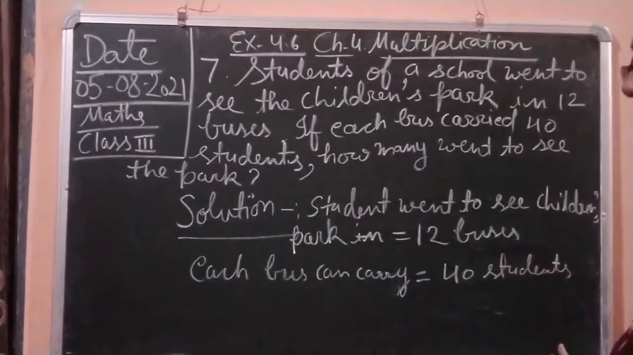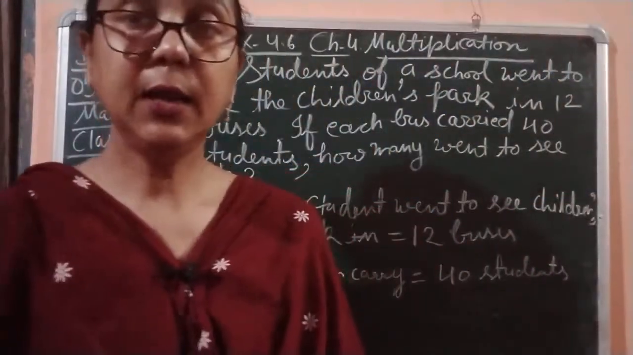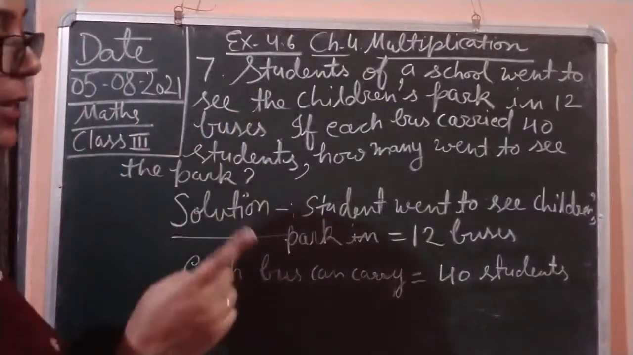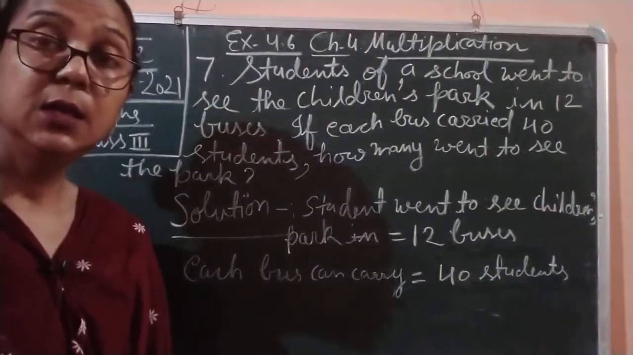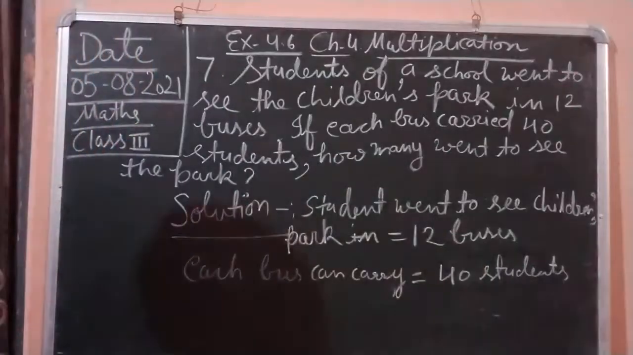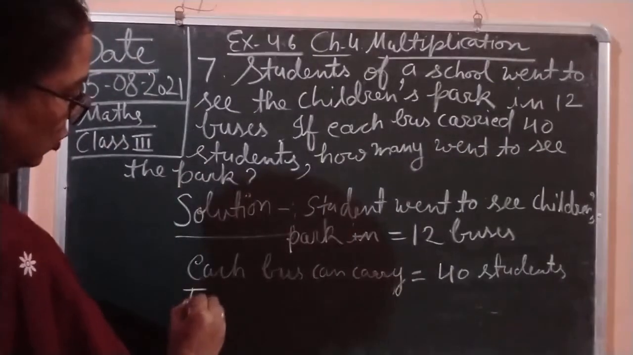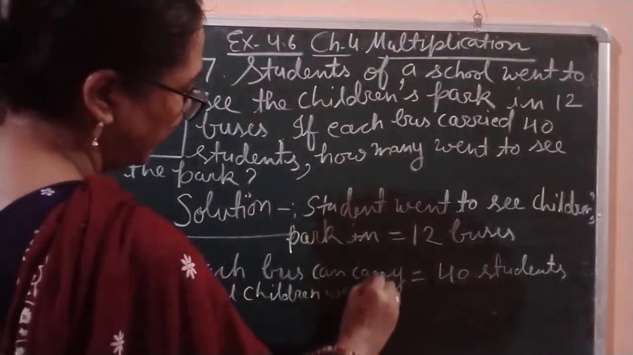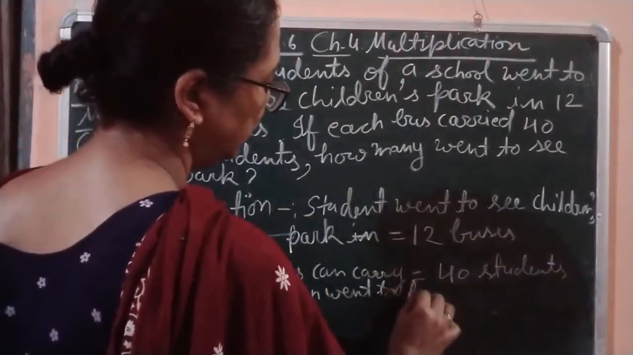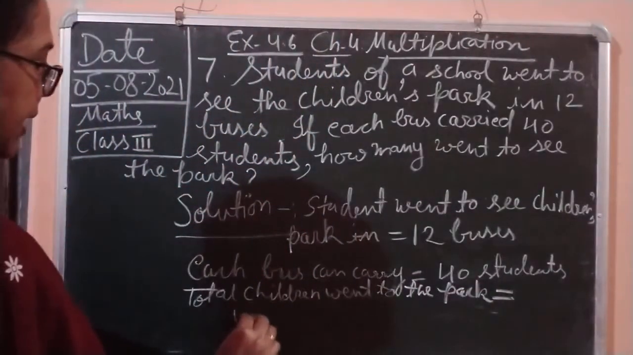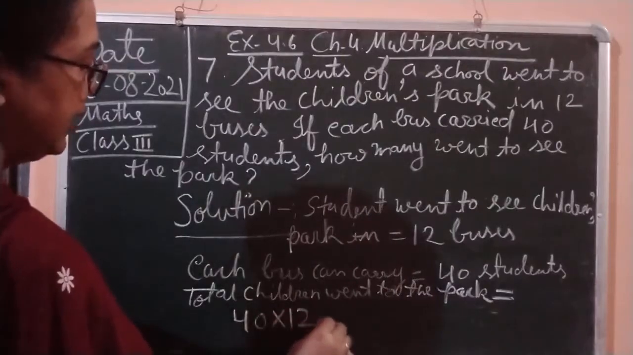It means 12 buses full of children went to the children's park. Here you can see each bus can carry, the capacity of the bus to carry children, is only 40. So here we will write, total children went to the park equal to, we are going to multiply 40 by 12.